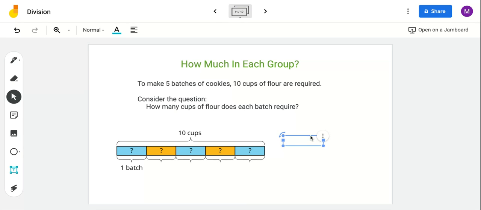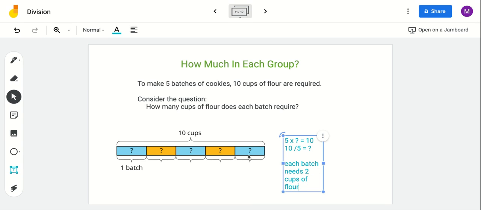And so when we're doing this, we can write a multiplication problem for this. We know that 5 groups times however big those groups are equals 10 cups of flour. Or we can do a division. 10 cups of flour divided by 5 groups equals the size of those groups. And so since this is a basic fact, we can figure out that the missing number is 2. 5 times 2 equals 10. 10 divided by 5 equals 2. So each batch needs 2 cups of flour.